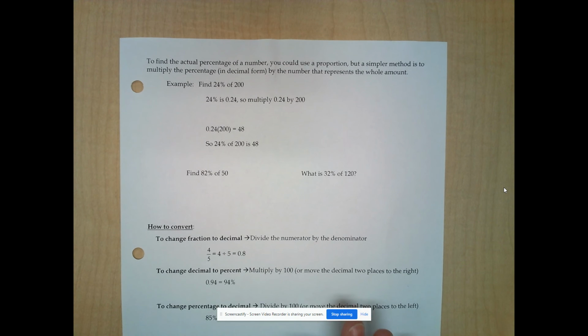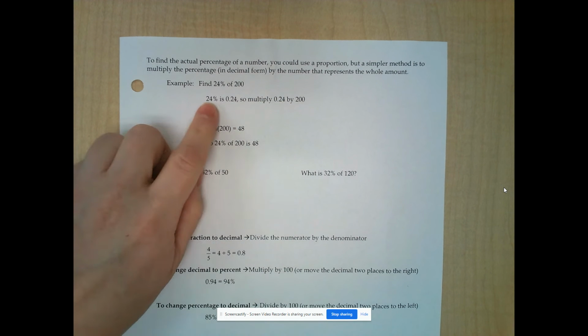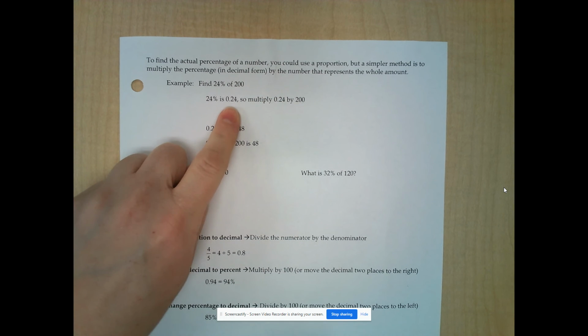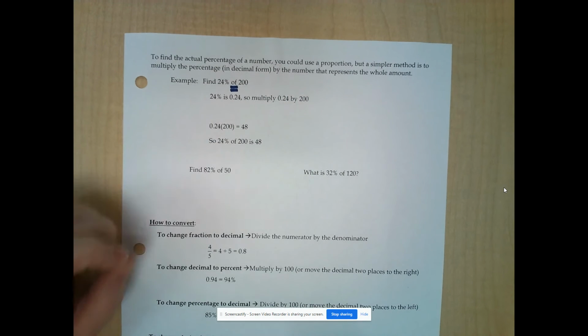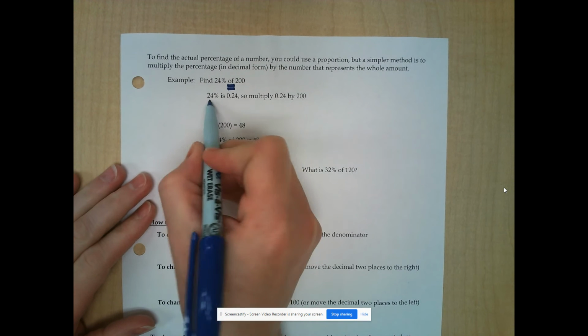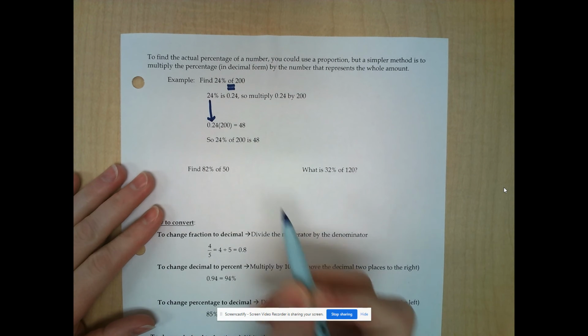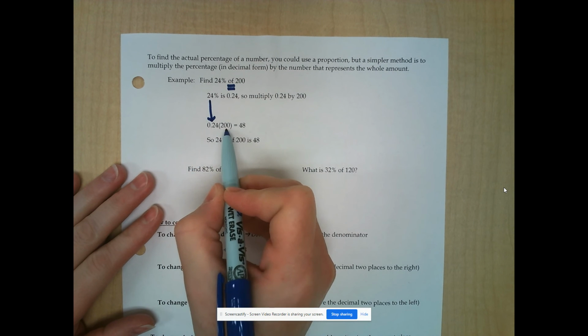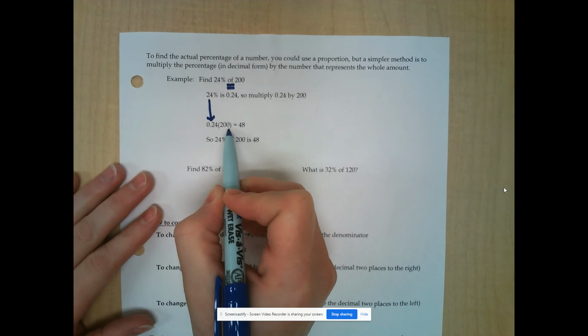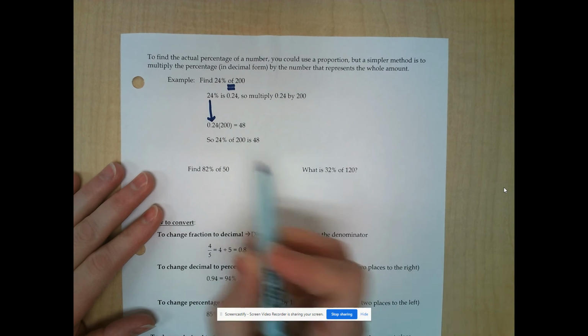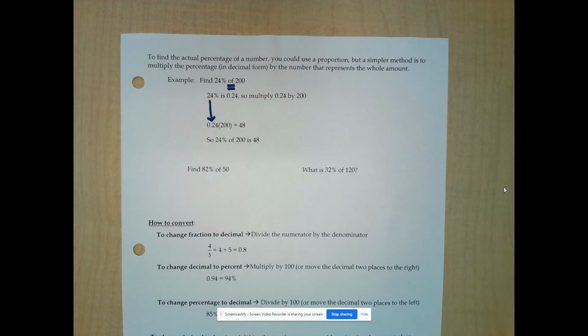To find the actual percent of a number, you could use a proportion, and this was also focused on heavily in MSM2. But a simpler method is to multiply the percentage in decimal form by the number that represents the whole amount. So we've got 24% of 200. We know that 24% is the same as 0.24. We also know that the word of typically means multiplication. So we could just do 24% as a decimal, of meaning multiplication, and then the 200. So 24%, 0.24 times 200 gives us 48. So 24% of 200 is worth 48.